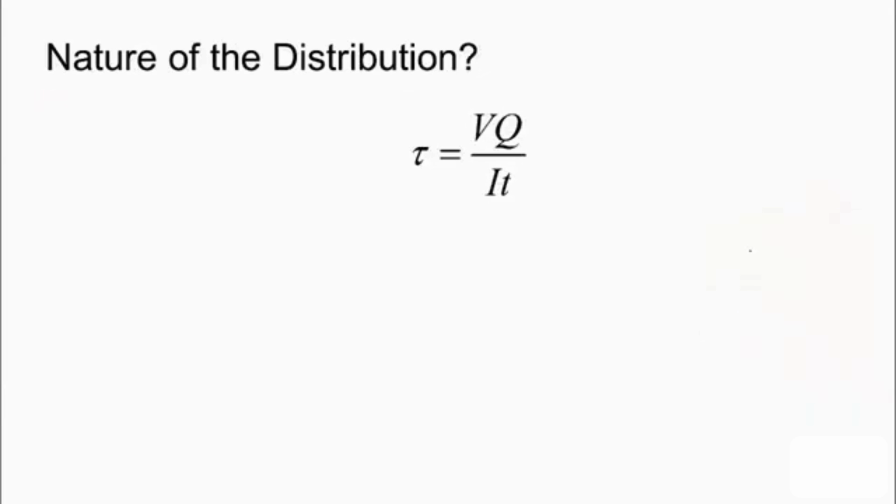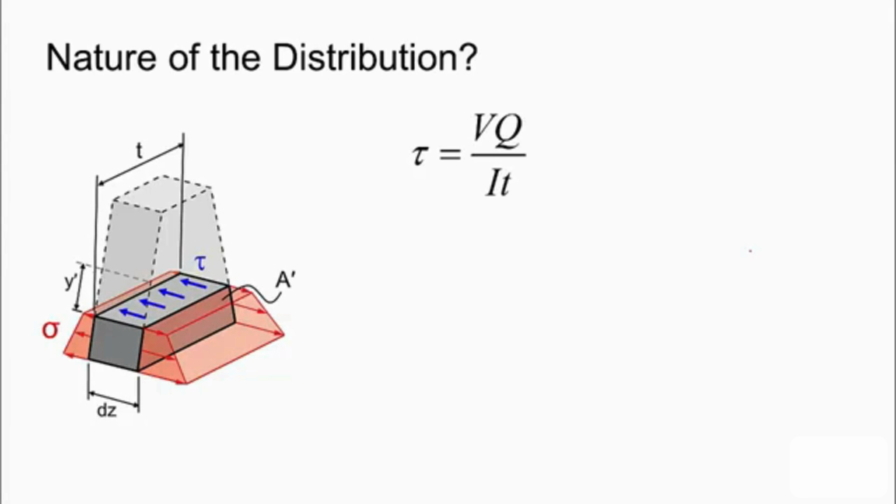So now that we've derived this formula, what can we say about the nature of its distribution? Well, if we look at the section of our element again, showing a distance y prime, we can see this term V will be constant for the section. It is the internal shear force acting on this entire section. Similarly, I will be constant for the section. The moment of inertia of that cross-section is constant. It's not a function of y prime.